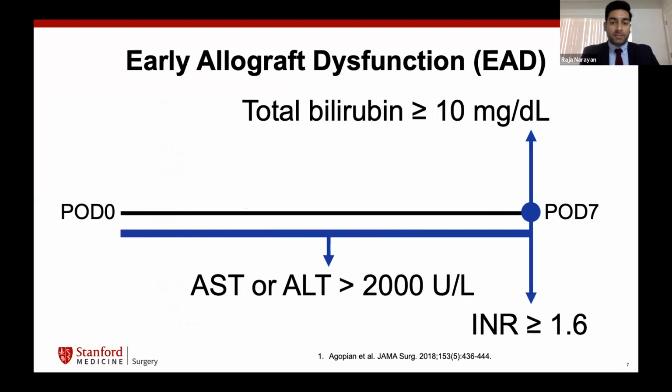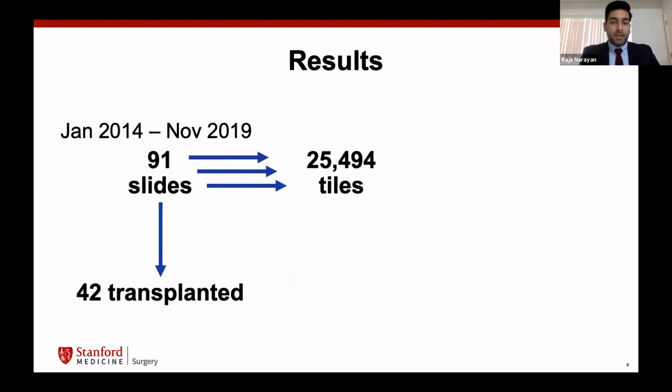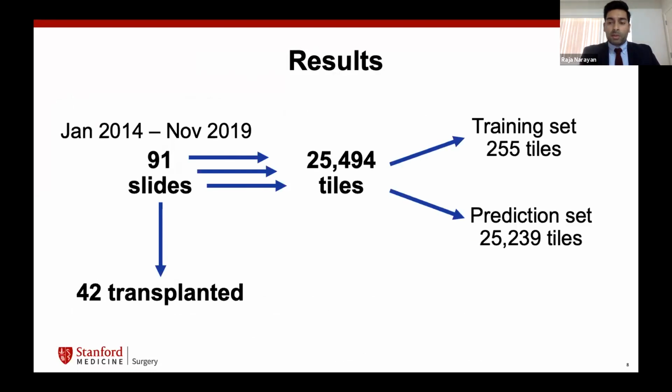During the study period, 91 slides were identified, of which 42 went on to transplantation. Of these slides, over 25,000 images were generated, of which 255 were used for training, and the remainder were used as part of the prediction set.